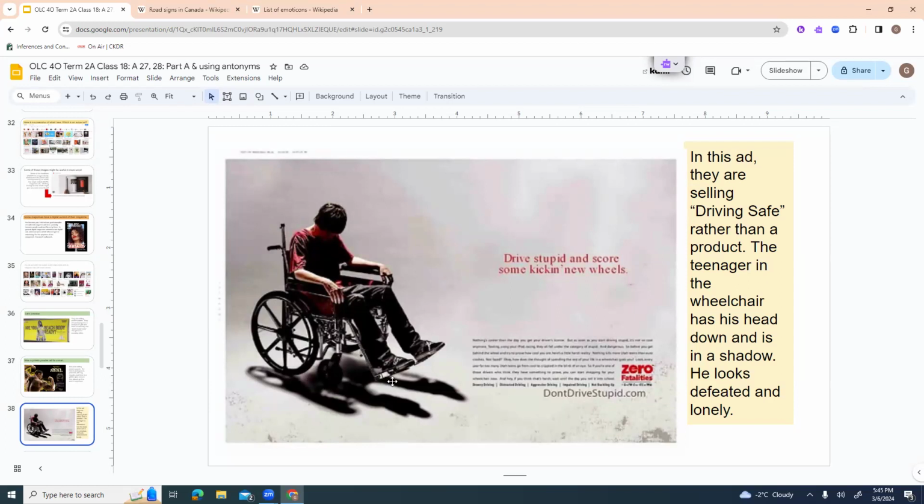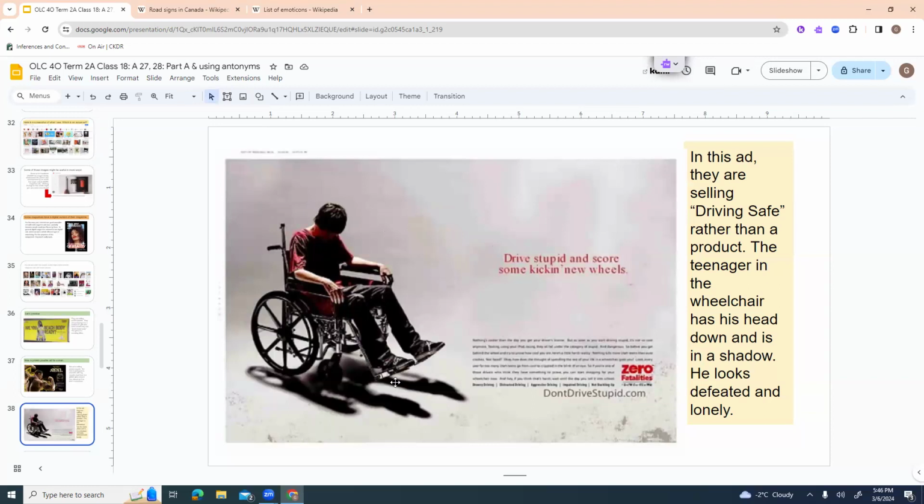So here's a teenager. He's in a wheelchair. He's got his head down. He's in a shadow. How does he portray? He's portrayed as defeated, as lonely. They've got the word stupid several times. They're kind of calling this guy names. And the idea is that this kid apparently drove drunk stupidly and injured himself, which is kind of a horrible ad, quite frankly. And they're portraying people in wheelchairs very negatively as well.